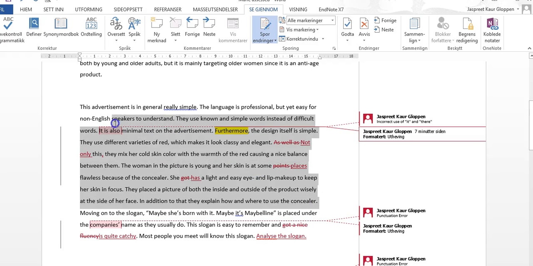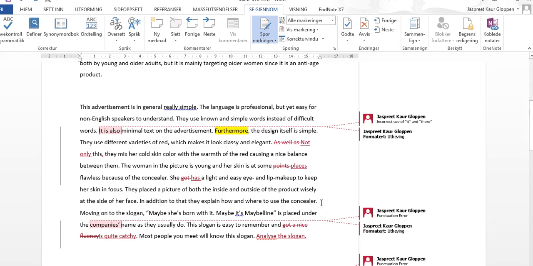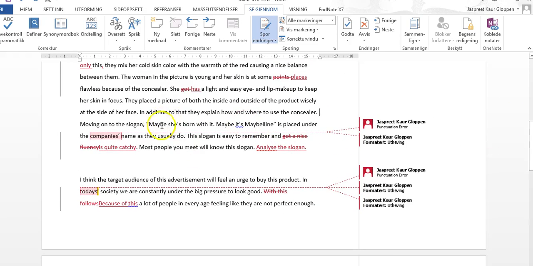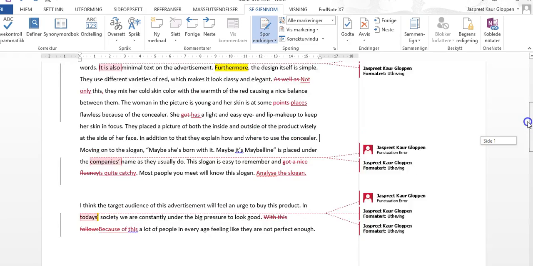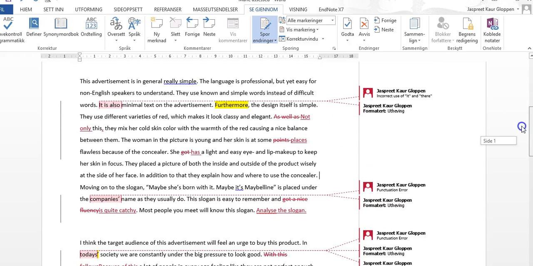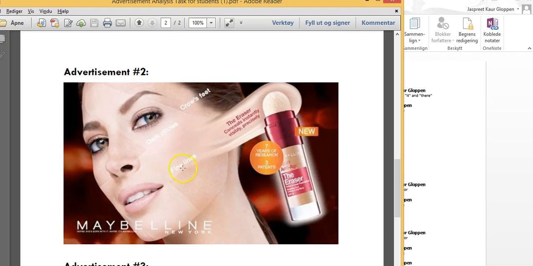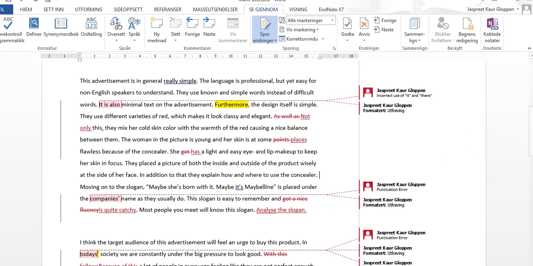since you are commenting here on the design layout, you want to separate the linguistic tools from that in another paragraph. So please make sure that you talk about the text and the slogan, etc. in one paragraph, and you need to analyze the slogan. Maybe she's born with it, maybe it's Maybelline. What does that mean? Okay, and there were many other words on this advertisement that you haven't talked about. Fine lines, dark circles, crow's feet. This is all text that you need to analyze. So I'm missing that in your paper here.